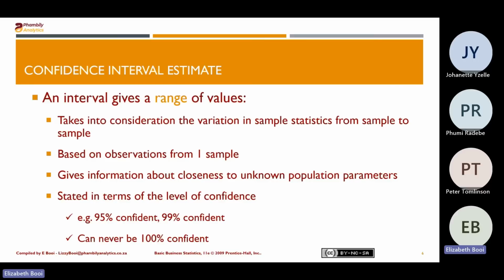It gives information about closeness to an unknown population parameter, and you always state it in this format. So it is always stated in terms of the level of confidence. How confident are you? So we will never ever be 100% confident, but we will say it is 99% confident, or we say we are 95% confident, or we say we are 90% confident, 98% confident, and so on and so forth. Never 100% confident.